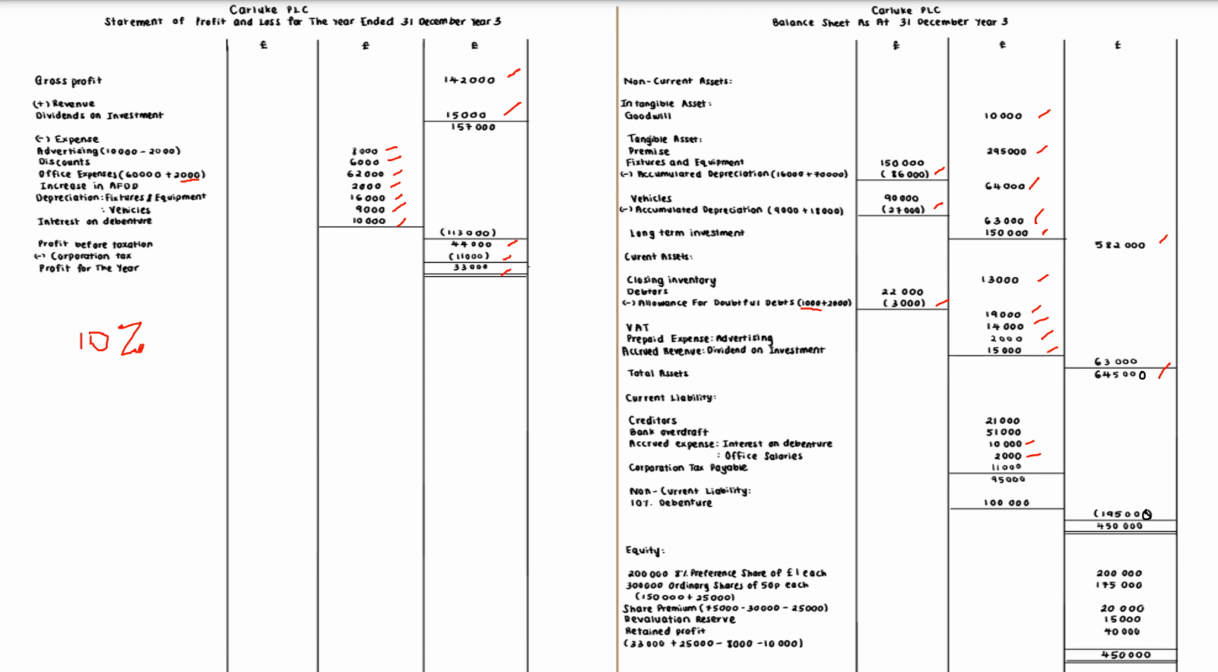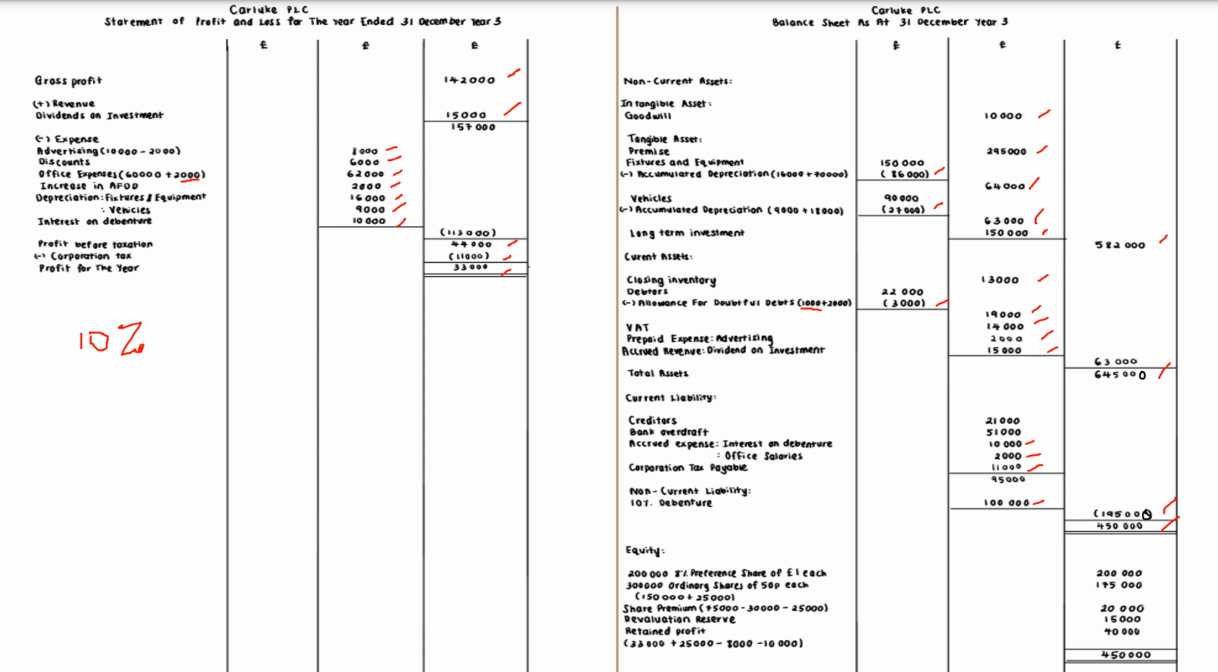Tax payable, okay, for tax, the 11,000 that we're supposed to pay this year, but as this is only charged at the end of the accounting period, you will only be able to pay it next year. So for now, it's considered as your current liability. And then we have our debenture value, which is 100,000. That is your non-current liability. So you add up all your liabilities, minus out from your assets. Okay, you'll get 450,000.